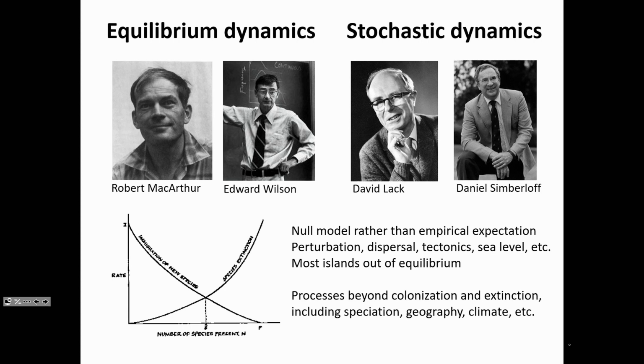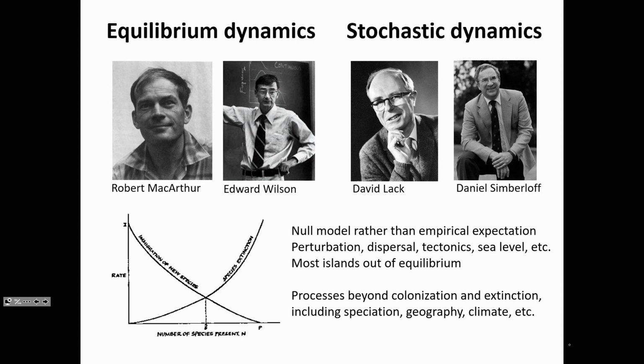MacArthur and Wilson introduced their theory of island biogeography, where they argue that the number of species on an island, the island diversity, results as an equilibrium of island colonization and extinction. So these two processes eventually equilibrate, which will give me the number of species on the island. But even early on, this theory of island biogeography was criticized by David Leck, Daniel Simberloff, and others, who argued that this equilibrium model should be seen as a useful null model, but not really as an empirical expectation.